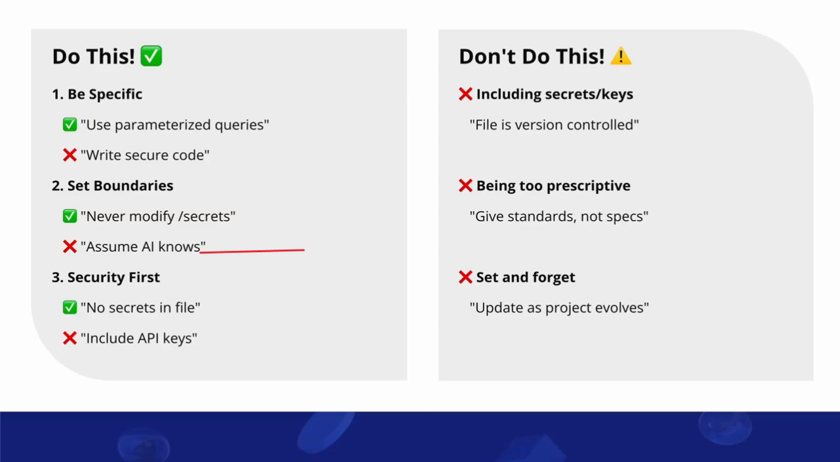Second, set boundaries explicitly. Don't assume Cloud will figure out what's sensitive. If a directory contains secrets, say so clearly. Use direct language like never and always where appropriate. Third, think security first. Never put actual secrets or API keys in your Cloud.md file. This file is version controlled. It gives instructions about security. It doesn't store sensitive data.